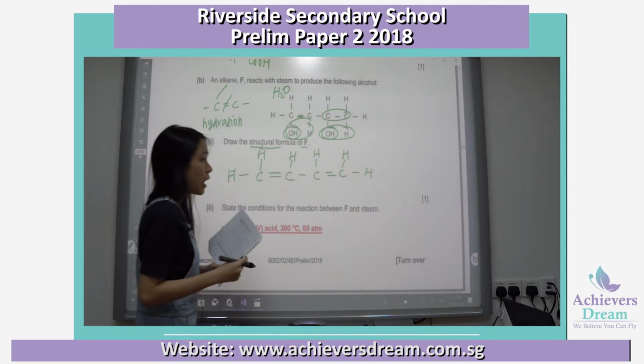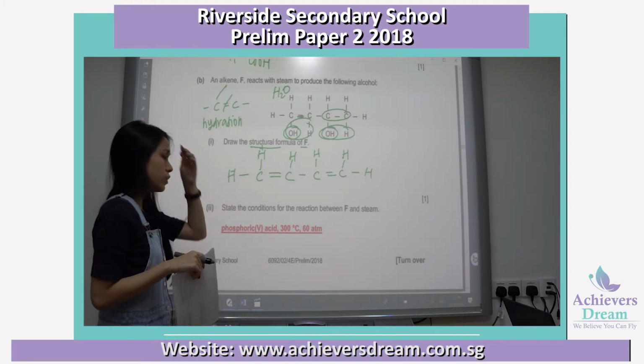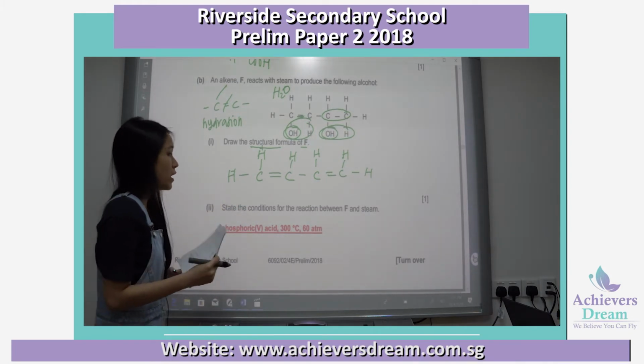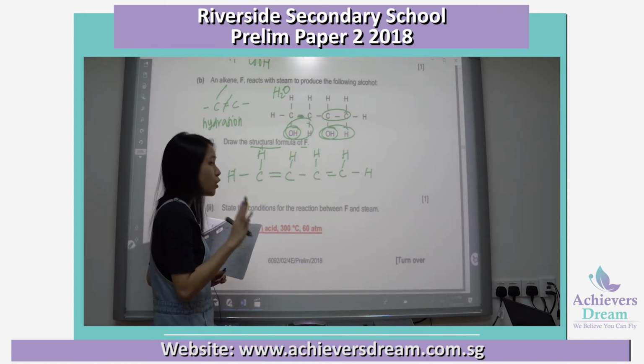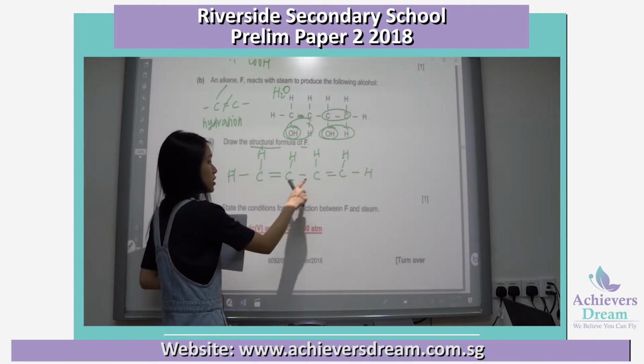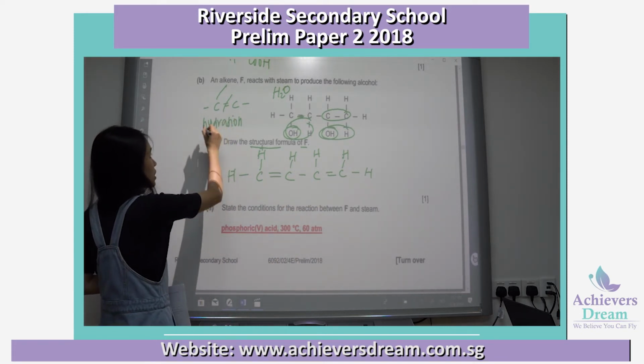So this will be how your structural formula for F will look like. Now, to take note, if you are not sure whether or not it is correct, count each of your carbon atoms. Make sure that there's a maximum of only 4 covalent bonds present for each of the carbon atoms. Remember, we are talking about hydration.